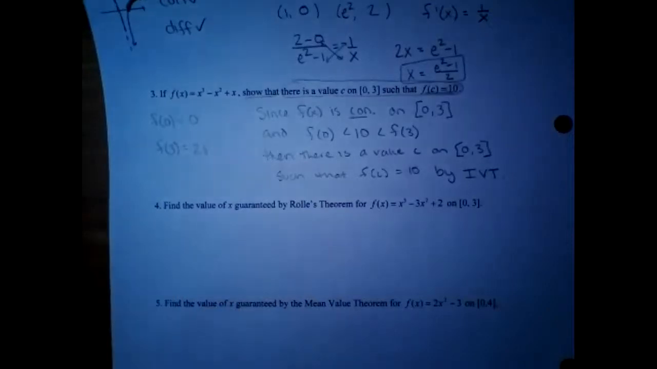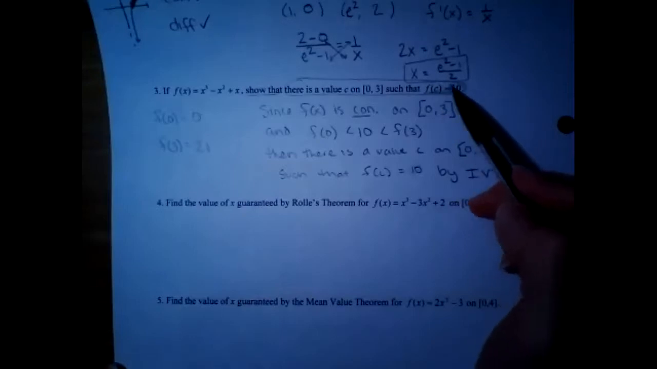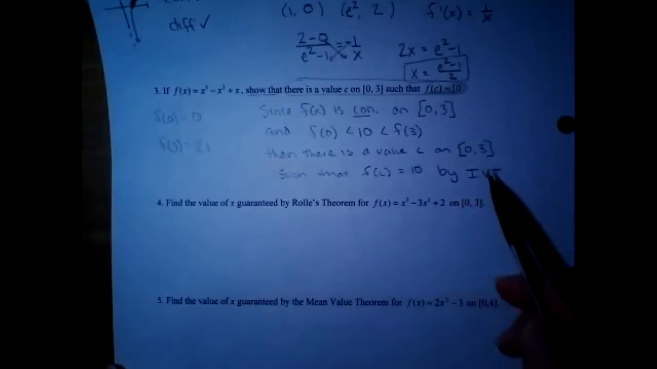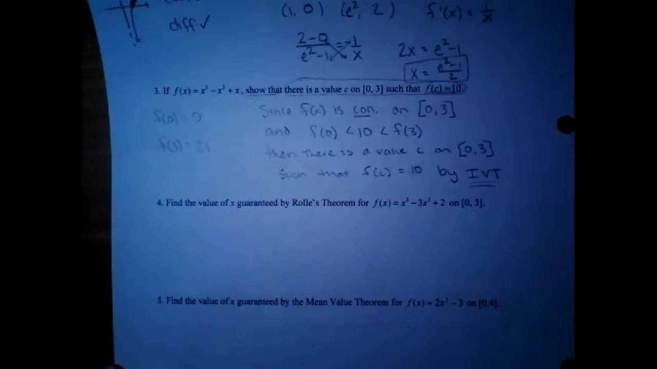But yeah, usually if they're asking you to justify something, it's going to either be intermediate value theorem or mean value theorem. It would typically be one or the other of those. And this one was asking you to show that there was an output. So that's how we know it's this one.